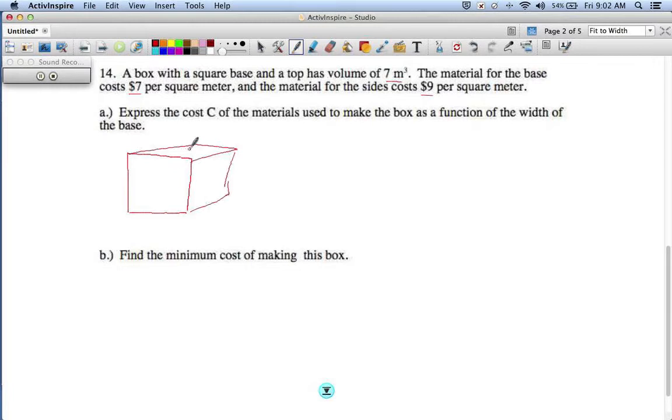So that means, oh my, this drawing is not the best. You know what? I want to start over. That means, since it has a top also, we have the 4 sides and a top and a bottom. So we have 6 pieces to our surface area.